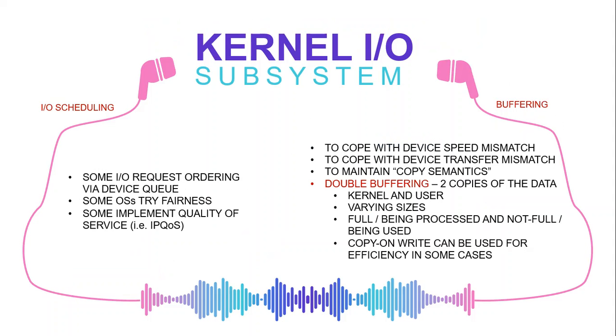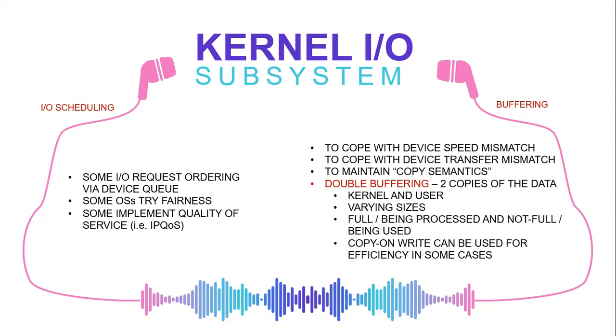Next are the kernel input-output subsystems. I/O scheduling of requests can greatly improve overall efficiency. Priorities can also play a part in request scheduling. Buffering and caching can also help and allow more scheduling options.